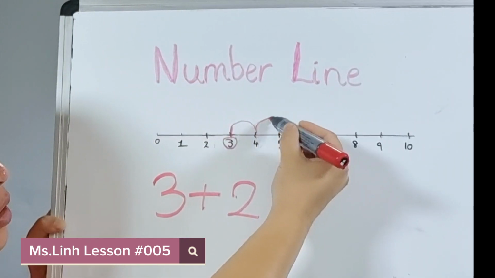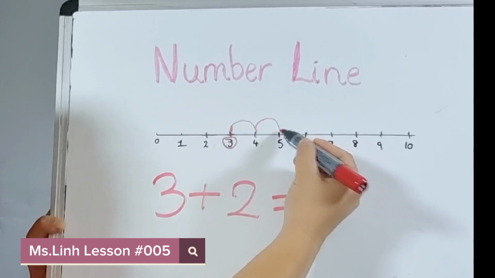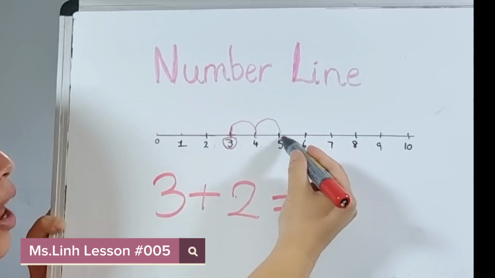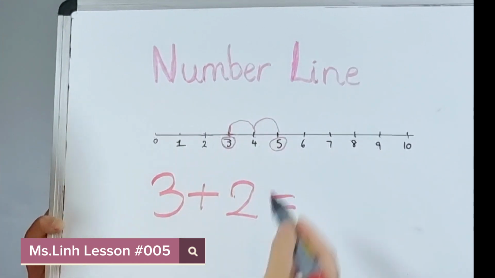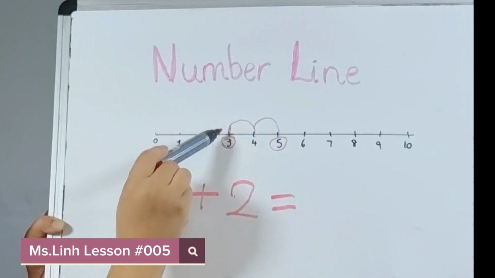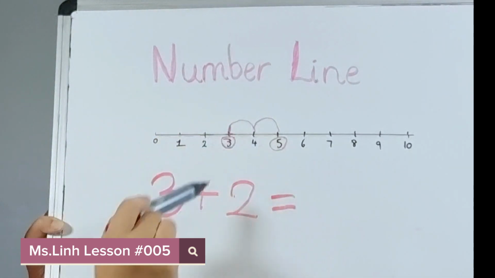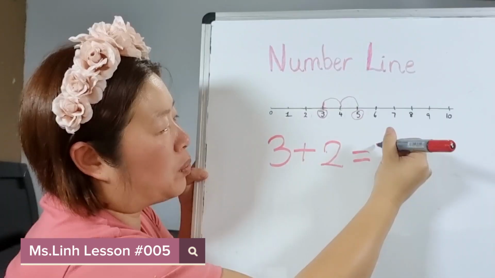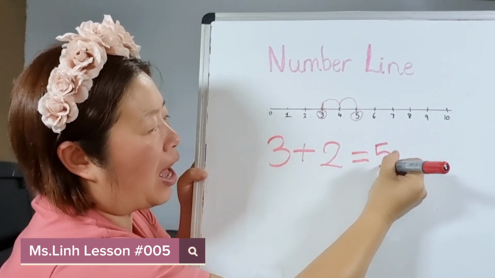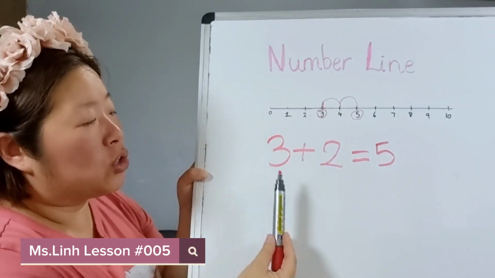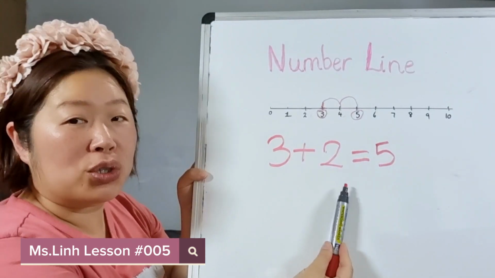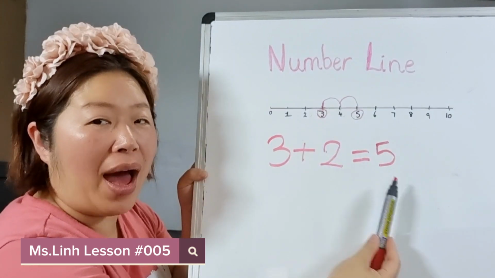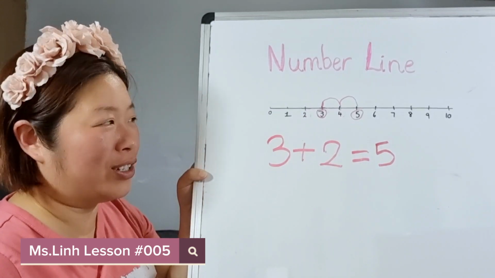1, 2. And what number did I land on? I land on number 5. So I took 2 steps forward and it gives me 5. So my answer will be 5. So 3 plus 2 equals 5. Very good.